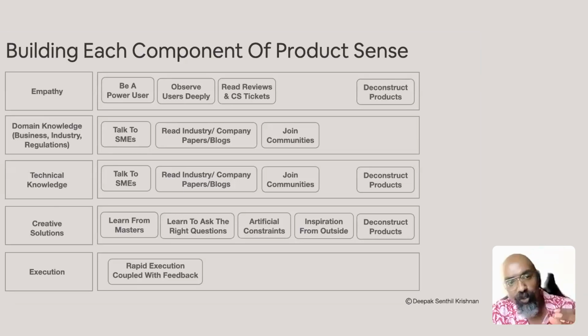Now, coming to the fourth component, which is creative solutions. This is a very interesting as well as elusive topic, wherein someone asks, how do I be creative? There's this notion that some people are born creative. I'd like to dispel that myth, because if I look back at my career, I was definitely not the most creative person on the planet. It's something that I've learned over a period of time by looking at great masters.